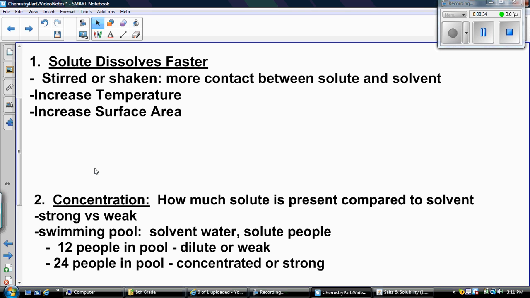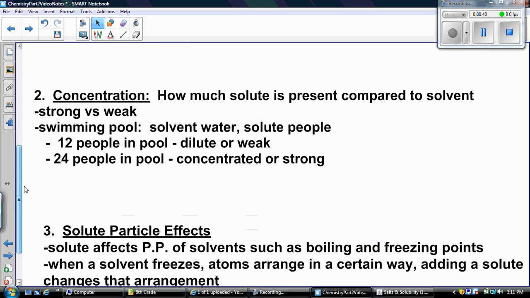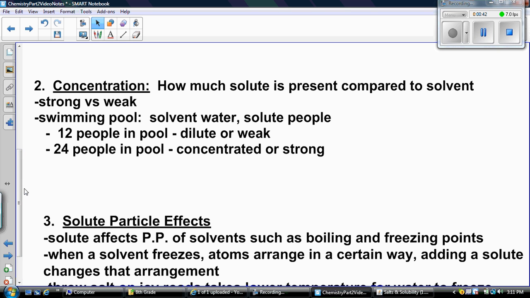So obviously if you increase temperature or increase the surface area, a solute will dissolve faster. Concentration, so that's how much solute is present compared to the solvent. So you've got strong versus weak.